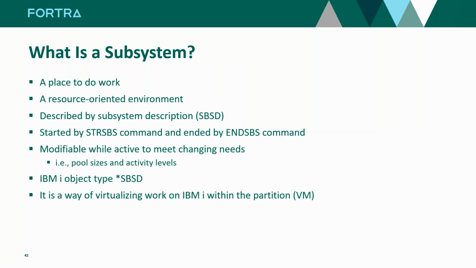And what is a subsystem? It is a place to do work, where a job could run. It is resource oriented. You define in a subsystem how many jobs could be running in there at the same time, the location of the memory that they should take, priorities. There are many aspects of the subsystem that define how jobs inside that subsystem will be running. Those subsystems are objects. As Ale already said, everything in the IBM i is an object. A subsystem is an object of type subsystem description.